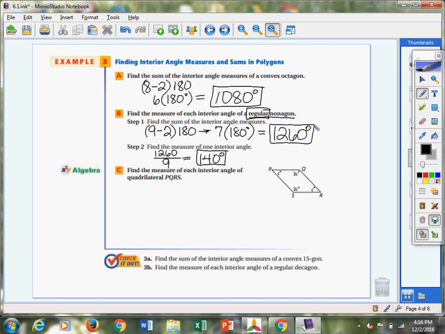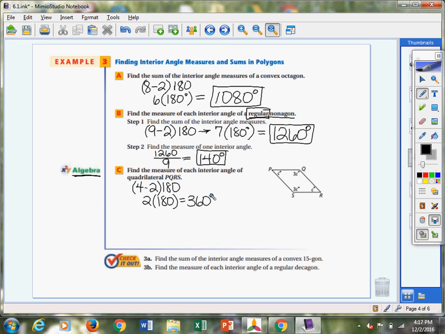Let's look at letter C. Oh, we get to do some algebra, your favorite. Find the measure of each interior angle of the quadrilateral PQRS. Well, a quadrilateral has 4 sides. Take away 2, that's going to form 2 triangles inside at 180 degrees each, so for a total of 360 degrees.